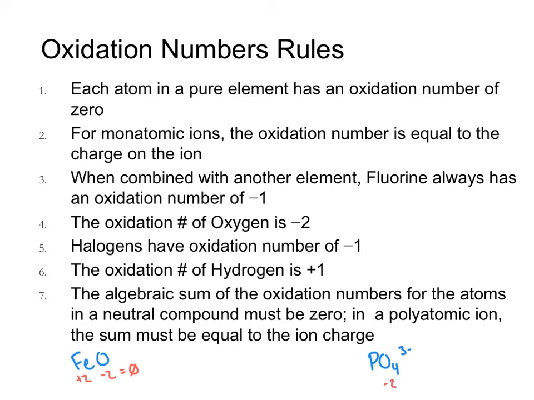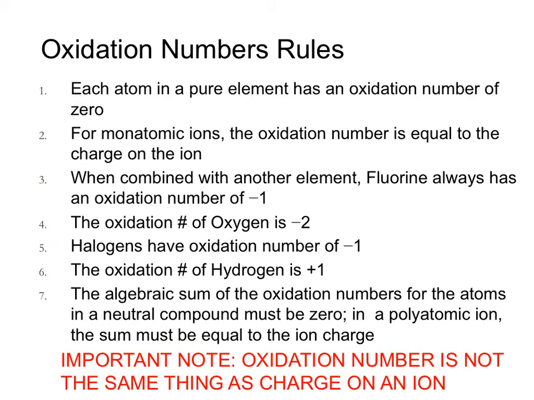We have 4 oxygens. We know that our sum must add up to -3, which is our charge on the ion. Therefore, -8 plus our charge on phosphorus must equal -3, which means that our oxidation number on phosphorus must be +5.